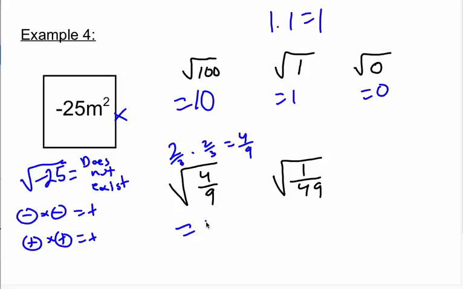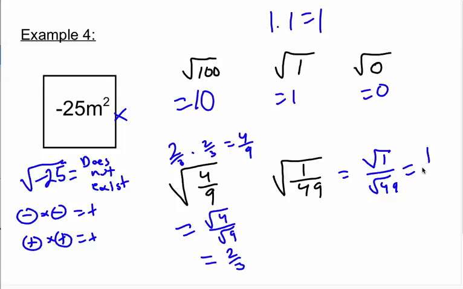You can actually get the square root of the numerator and the square root of the denominator and get 2/3. And the same thing here. Square root of 1, square root of 49, 1/7.